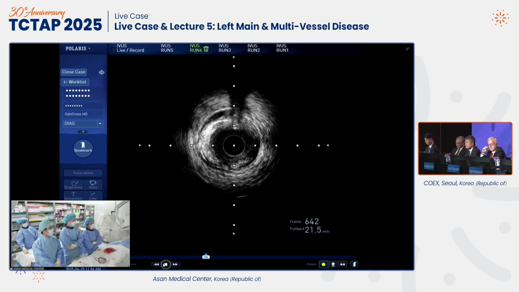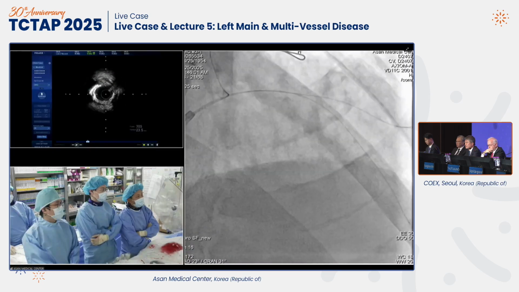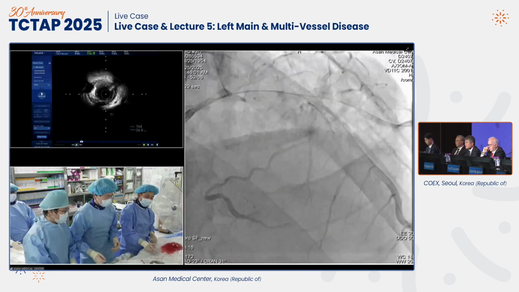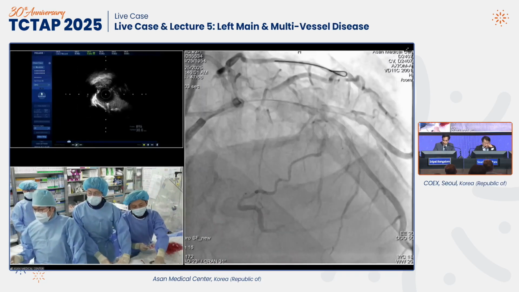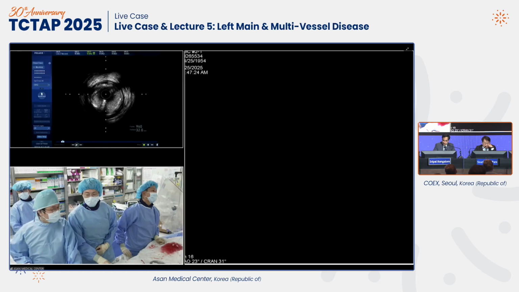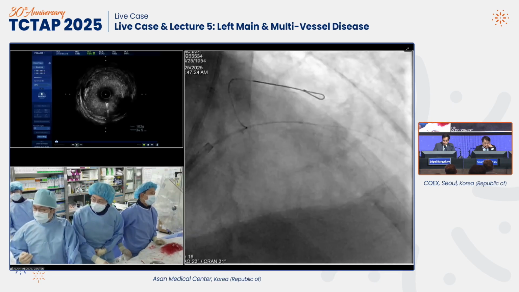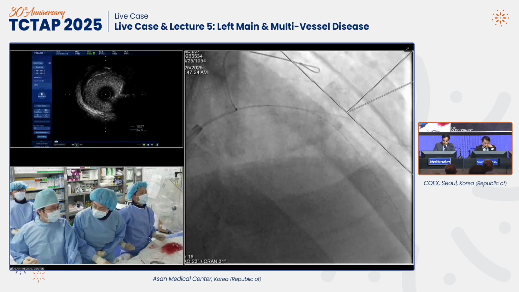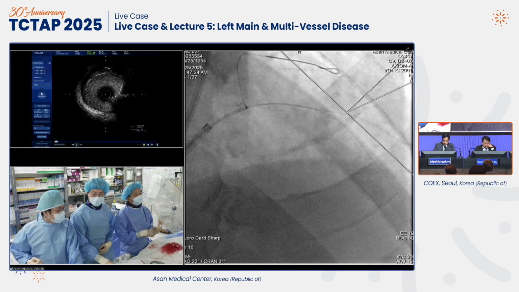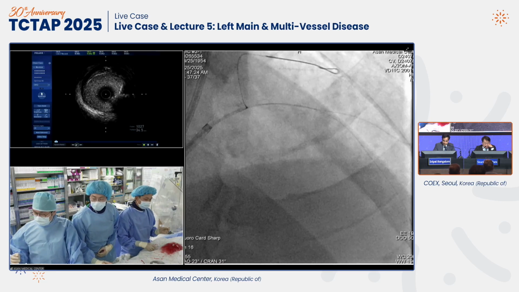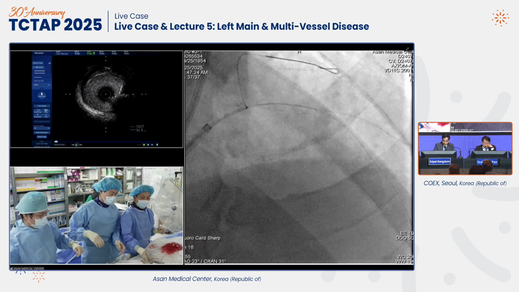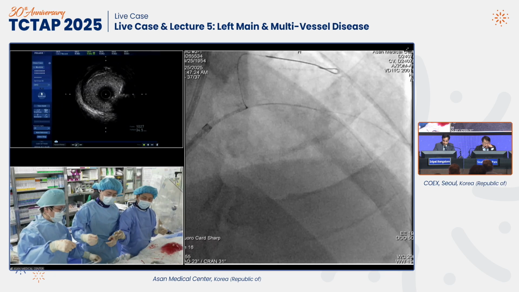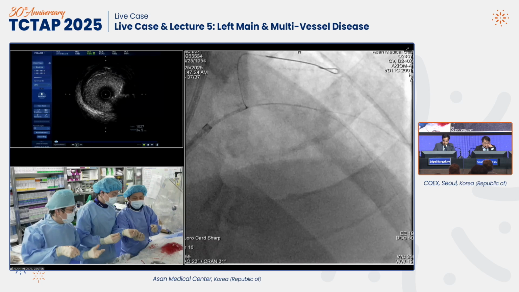I will open the LAD more, and then let's check the flow again. 3.5 NC, 3.0 NC, please. Because the proximal LAD stenosis is very tight, it would compromise the LAD and diagonal flow. So after opening the LAD with aggressive NC ballooning, we can check again. And I hope that I can concentrate on the left main with the two-stent.